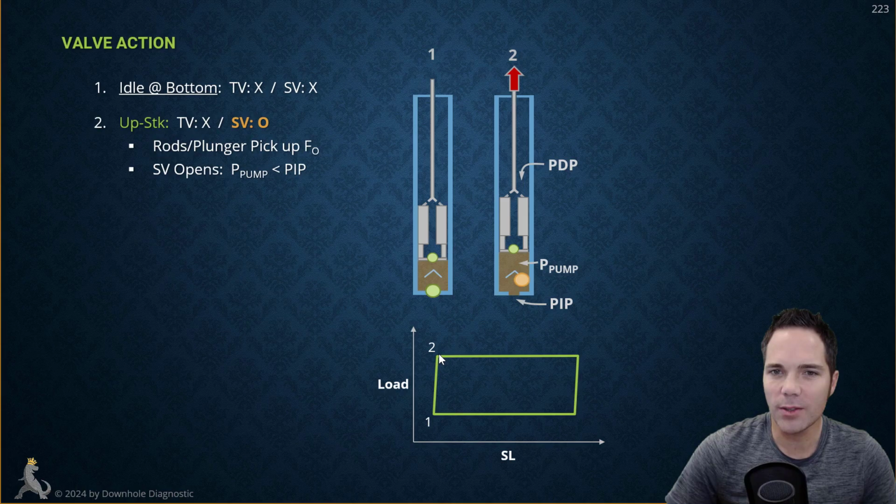So from point 2, at this point we have the standing valve open, and we've just started the upstroke. You can see we've just barely moved on the x-axis. Maybe the plunger moved up 1 inch. And now it's going to move up the rest of the upstroke.